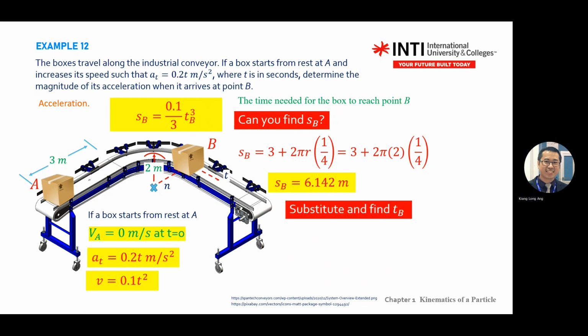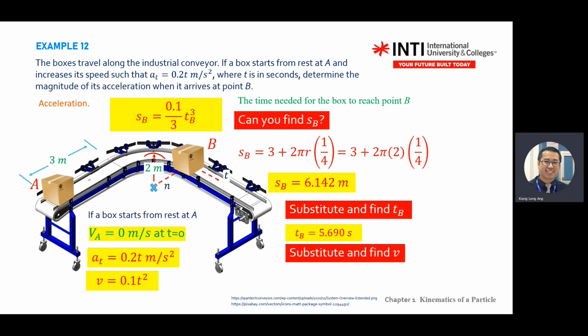Okay. So you substitute this into here. s_B equals 6 something into the equation you found. You can find your t_B. Okay, t is 5 point something seconds. Again, once you have the time, you substitute back here. v equals 0.1 t squared. Substitute here, you get your v, 3 point something when you reach B.